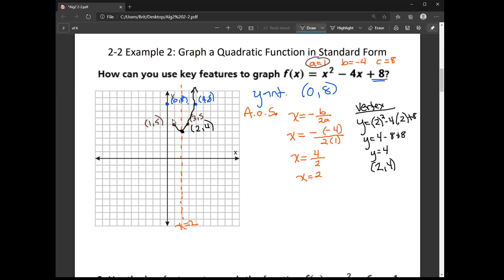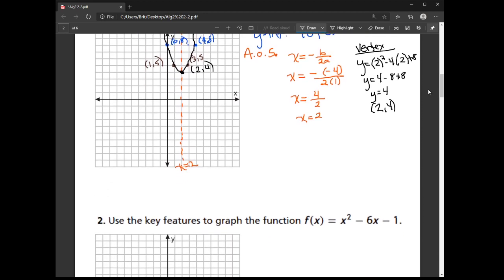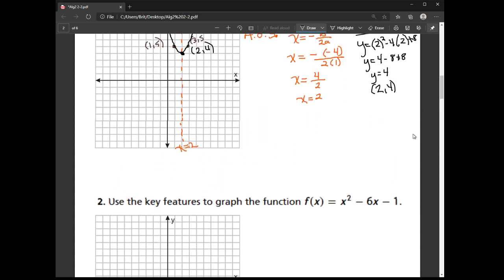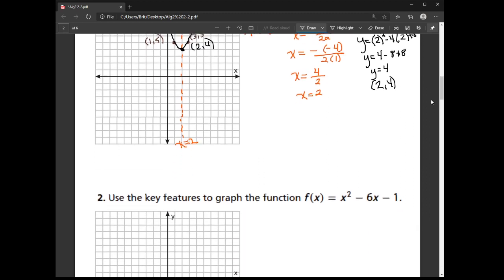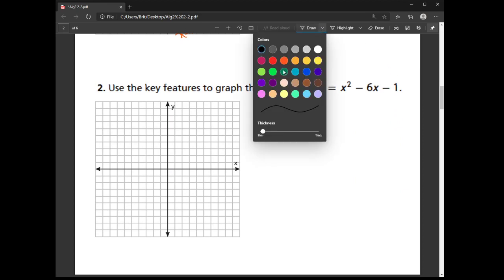Now, depending on whatever program you're using, a lot of times they use the key feature of the zeros, which by section 2.2 you haven't learned how to find the zeros yet, unless you remember factoring from Algebra 1. So don't freak out yet if we don't have the x-intercepts. This one doesn't have one. Those are going to come later on when we go to graph later. Let's try another one.